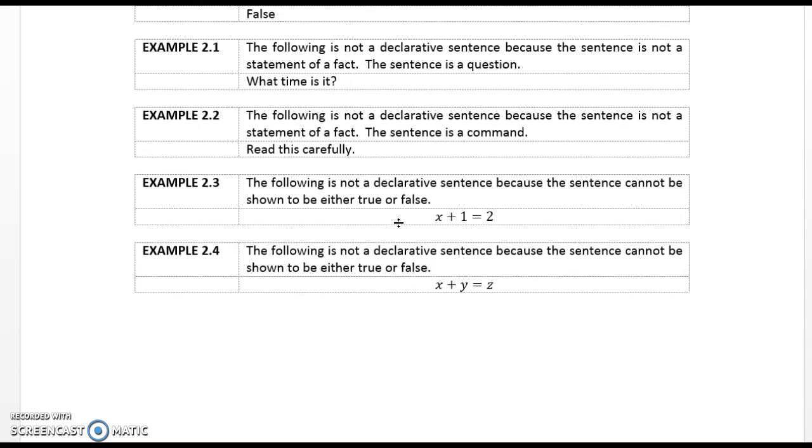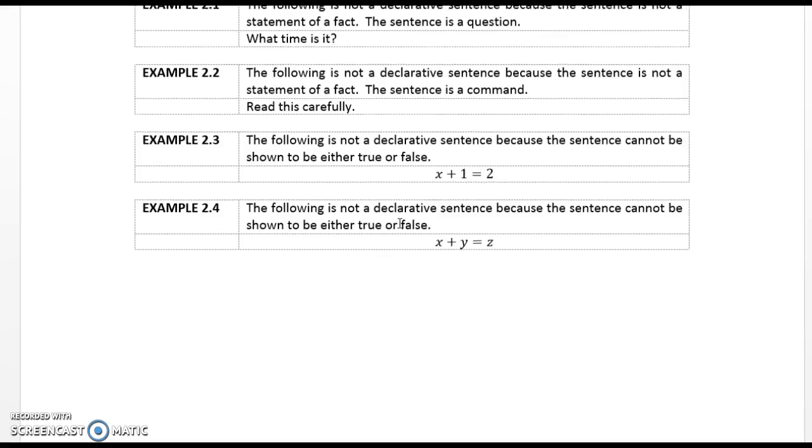Example 2.1. The following is not a declarative sentence because the sentence is not a statement of fact. The sentence is a question. The question is, what time is it? Example 2.2. The following is not a declarative sentence because the sentence is not a statement of fact. The sentence is a command. The command is, read this carefully.